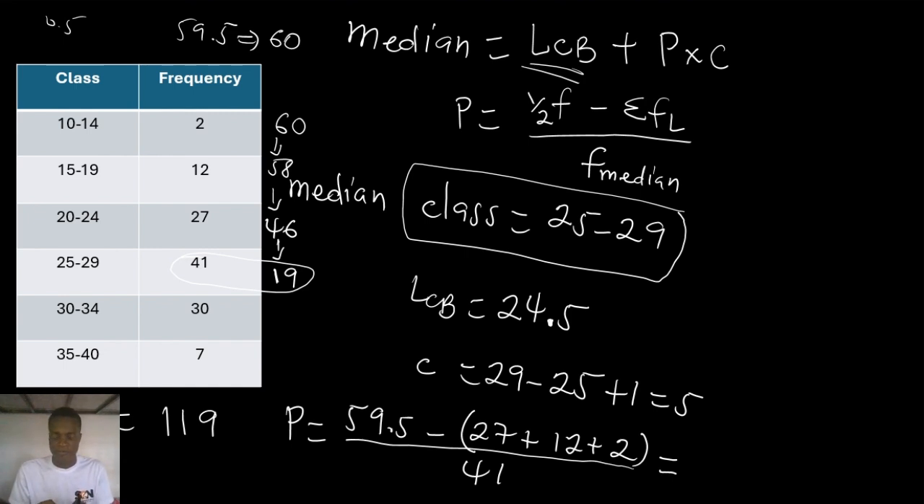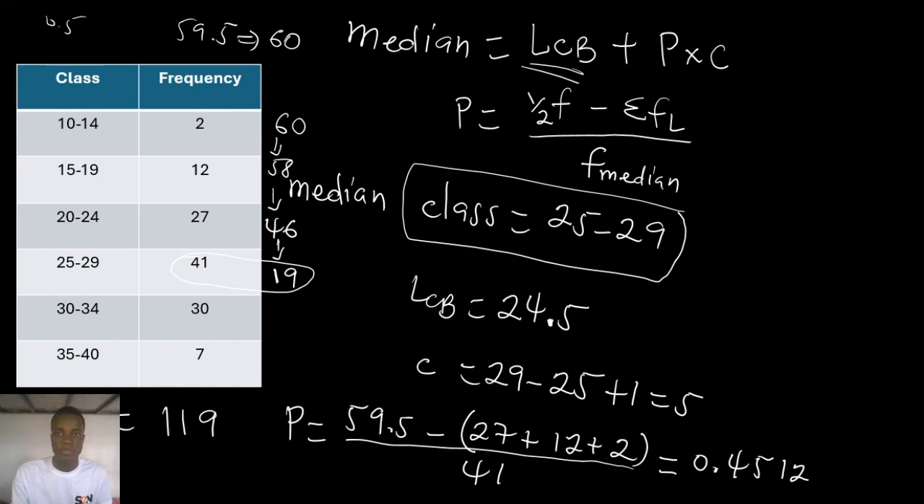So if we put that in our calculator, we have 59.5 minus 27 plus 12 plus 2. That will give you 18.5, and 18.5 divided by 41 gives us 0.4512. So this is what we have for P.